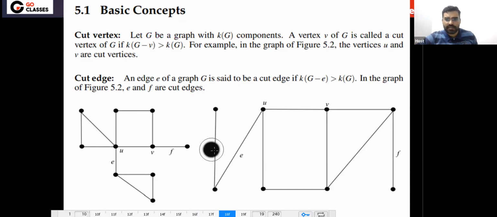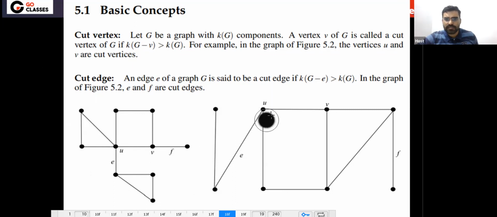For example, here, if I remove this vertex, the number of components will increase. If I remove this vertex, the number of components will increase. If I remove this vertex, the number of components will not increase. So this is not a cut vertex because the number of components is not increasing. But remember, this is a cut vertex because the number of components is increasing.